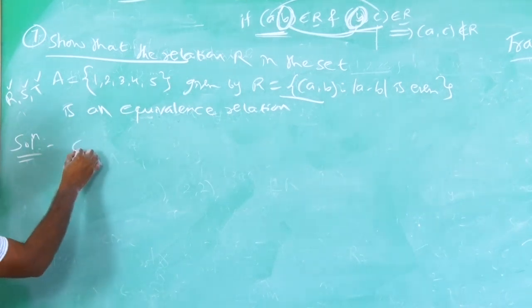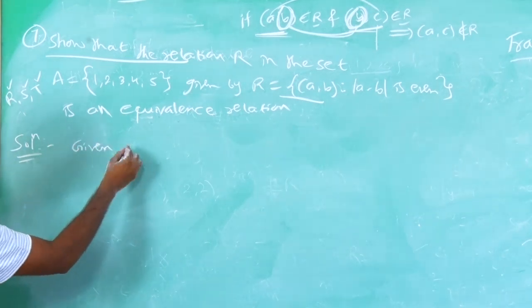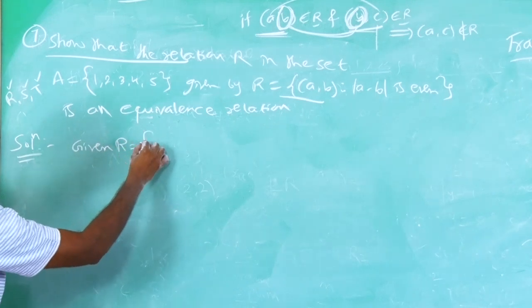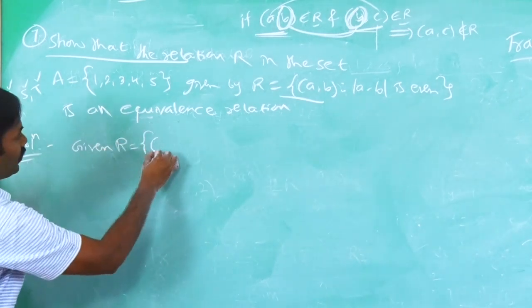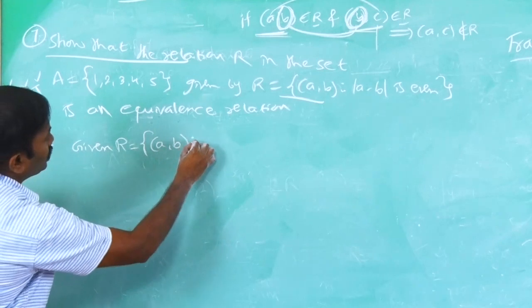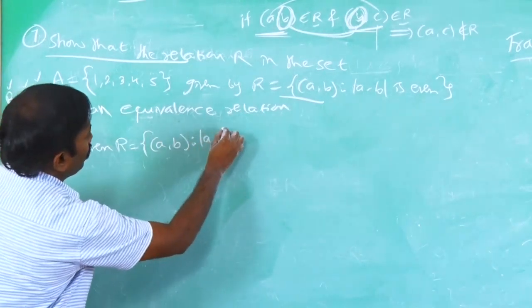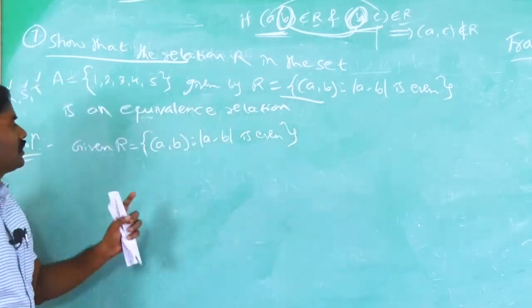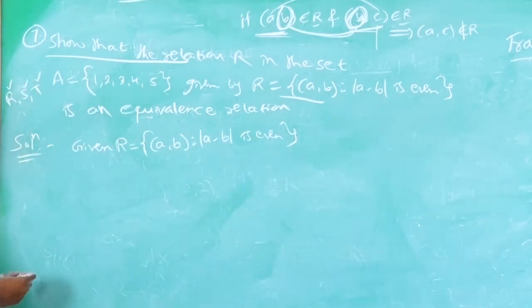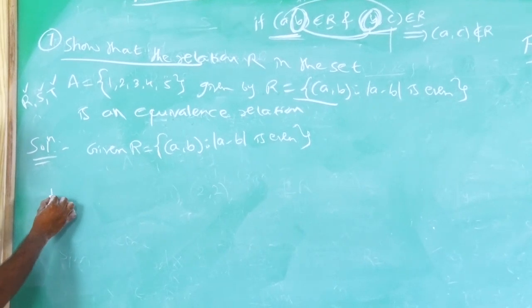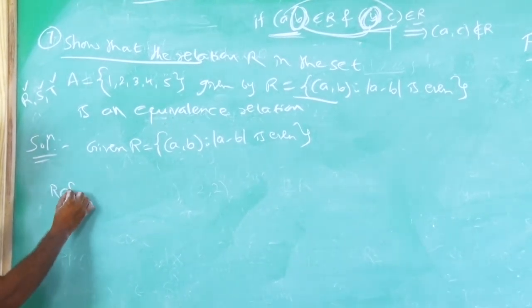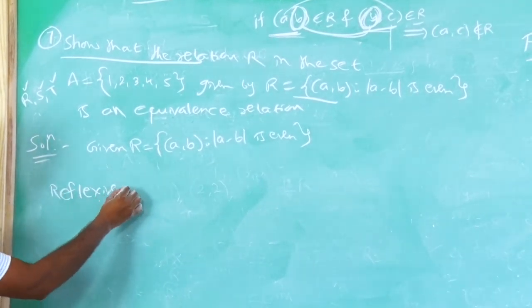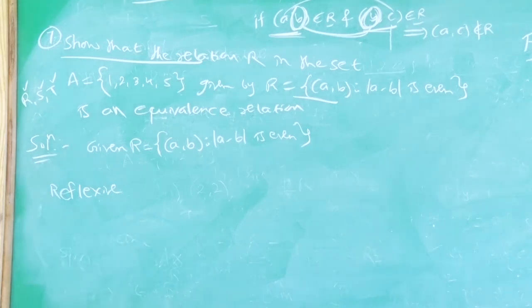Now take the given relation. Given that R is equal to the set of all ordered pairs (a, b) such that the modulus of a minus b is even. Now this is the relation. Find them one by one. First, take the reflexive relation.